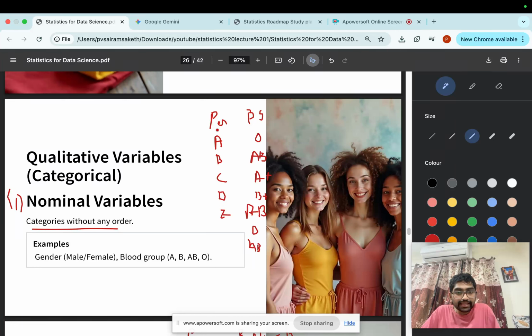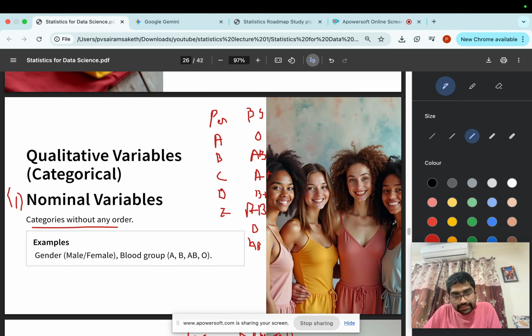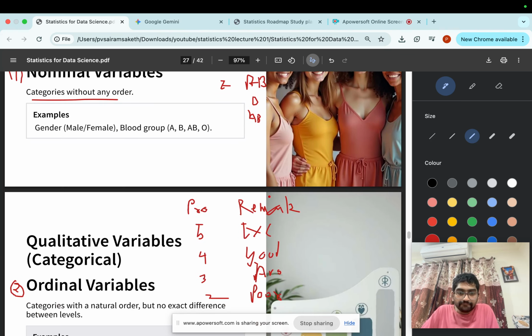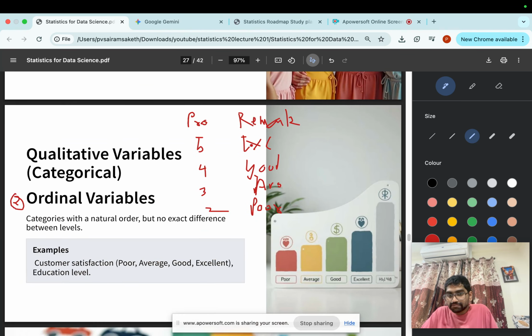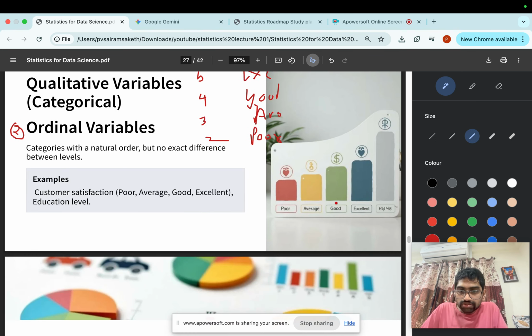Here, see, person A has blood group O, B has AB, C has A. There is no fixed order. But here we predefined it. If 5 comes, excellent will come; 4 means good, 3 means average. When you purchase anything from an e-commerce market, you will observe that excellent, good, average, poor will come. So this particular thing is in order. Customer satisfaction, education level: first you complete 10th, then 12th, then graduation, then masters, then PhD. Proper order is there.